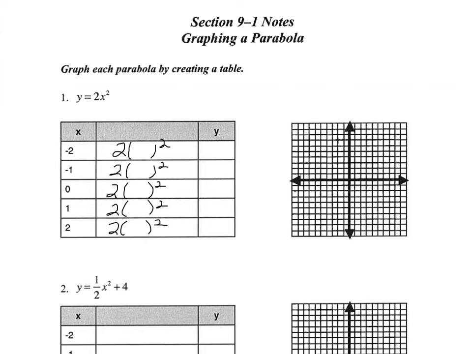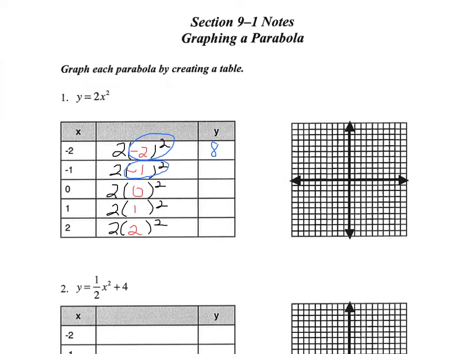Now, the numbers that we're going to plug in are the numbers in the x column. So, -2, -1, 0, 1, and 2. And then we just have to remember the order of operations. And this is where people make the most mistakes. The order of operations tells you that you need to do exponents first, then multiplying. So I need to take -2 and square it first, which is 4. 2 times 4 is 8, so my y-coordinate's 8.